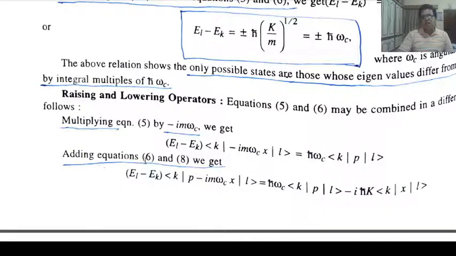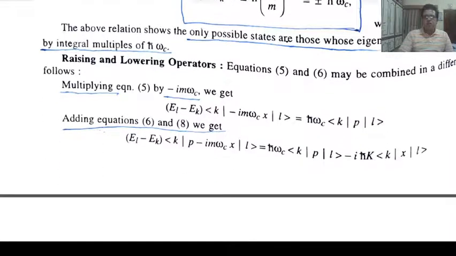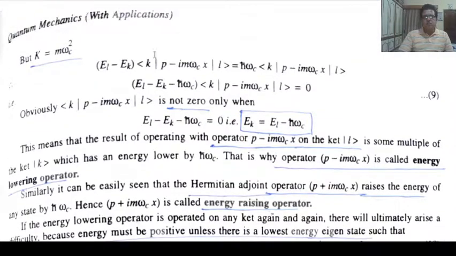Adding equation 6 and 8. This is the equation 8 and equation 6. There is P, here is minus iota m omega c, and here P from here and X from equation 6. We know that K equal to m omega c square. So this equation becomes like that, EL minus CK, K P minus iota omega C L equal to H bar omega C.